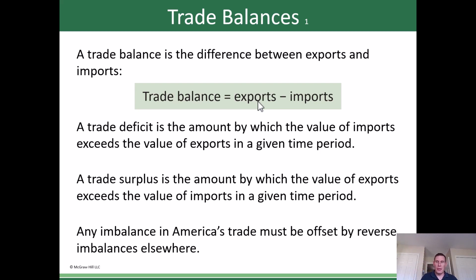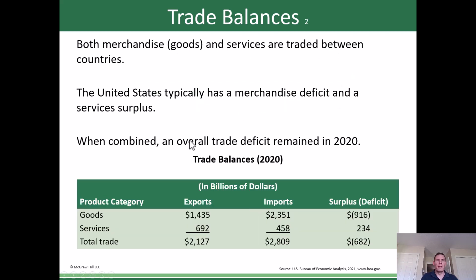Any imbalance in US trade must be offset by reverse imbalances elsewhere. Like if we have a trade surplus with Canada or the UK, then obviously they must have a trade deficit, and vice versa. Both merchandise, goods and services are traded between countries, obviously. The US typically has a merchandise deficit and a services surplus. When we combine them, that's what we're showing you down here at the bottom. The US has an overall trade deficit, which remained in 2020.